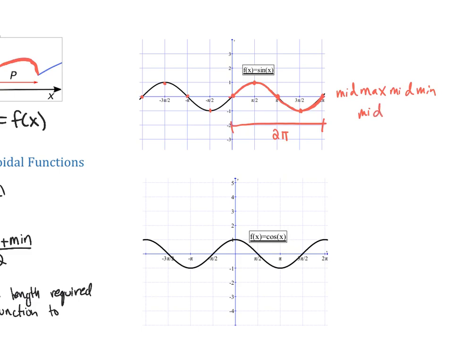Then we've got the cosine function, and the cosine function has a similar shape except the cosine starts at its max. So it goes max, and then midline, minimum, midline, and then maximum. So a fundamental cosine period starts at the maximum and ends at the maximum. And it still has a period of 2 pi, an amplitude of 1, and a midline of 0. So we're going to look at some transformations of these functions.